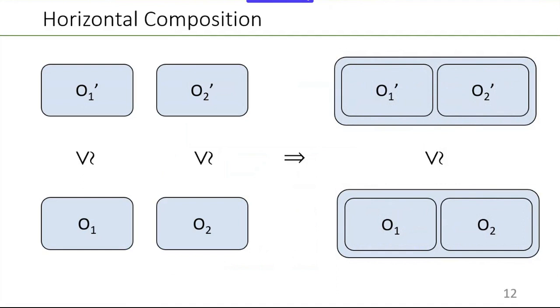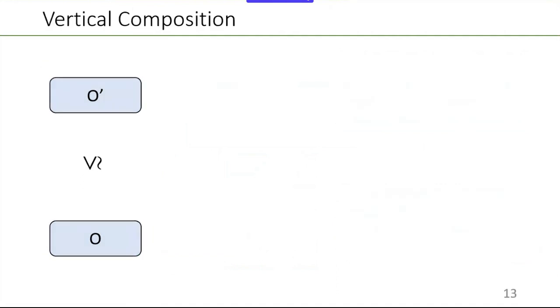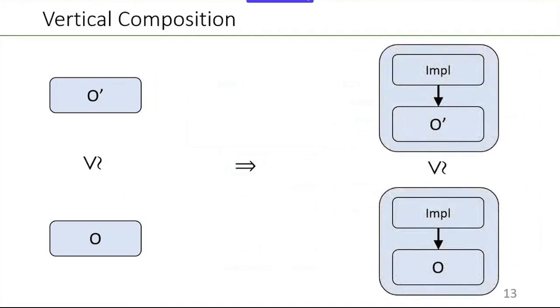But we also have other notions of composition. We have vertical composition. So if you have an object that's linearizable with respect to another object, or with respect to O prime, then if you compose an implementation on top of these two, then you still get the simulation. So the bigger concrete object here is going to simulate the bigger abstract object.